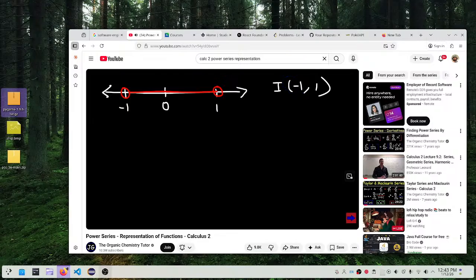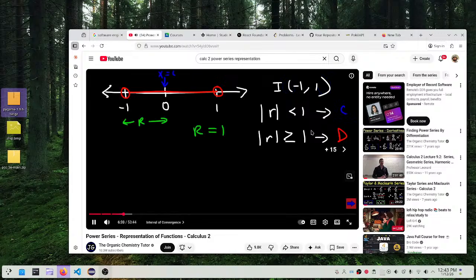And the reason for that is due to the fact that the common ratio has to be less than 1 in order for the geometric series to converge. Remember, if it's equal to or greater than 1, then the geometric series will diverge. So the interval of convergence for a geometric power series will never include the endpoints. So you should always have parentheses and not a bracket.